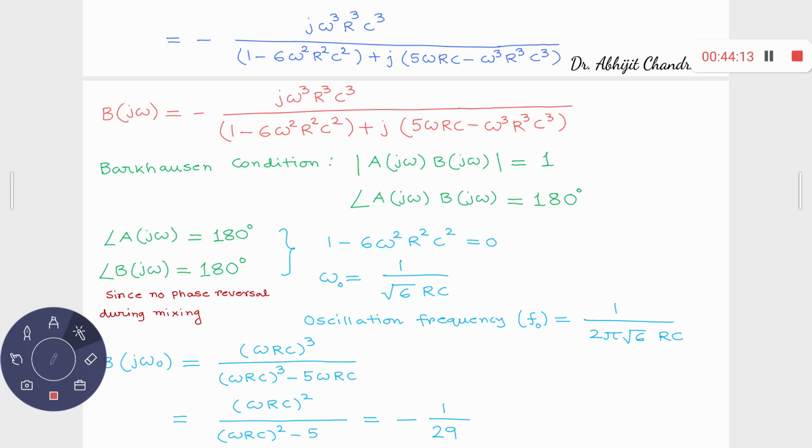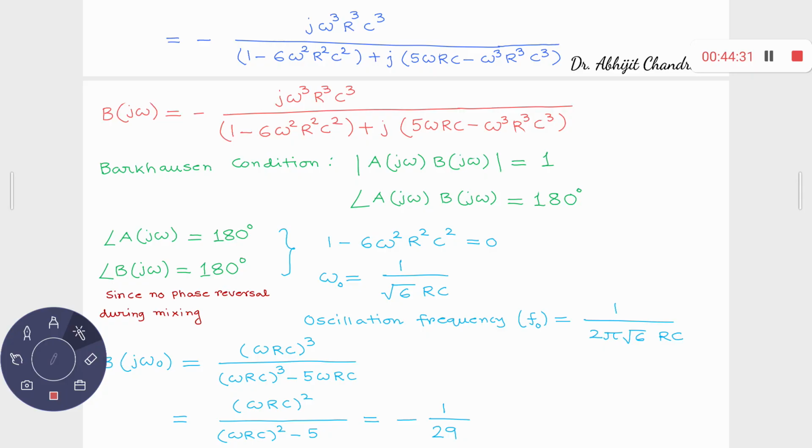Then we have satisfied one condition out of two of Barkhausen: that the magnitude of A(jω)B(jω) equals 1, and there is no phase reversal.